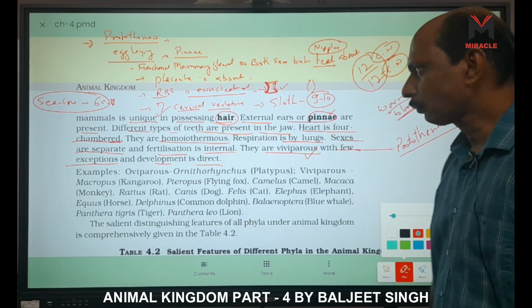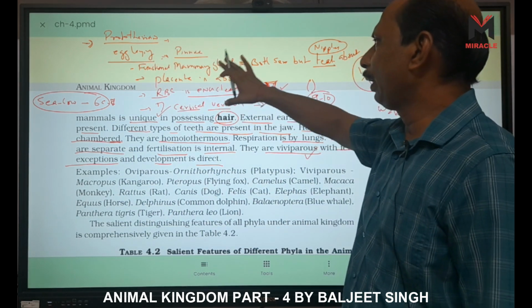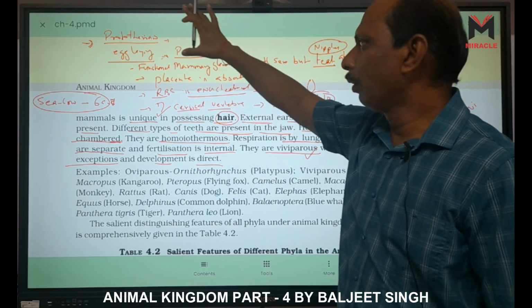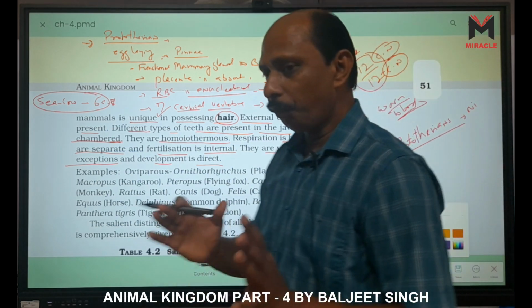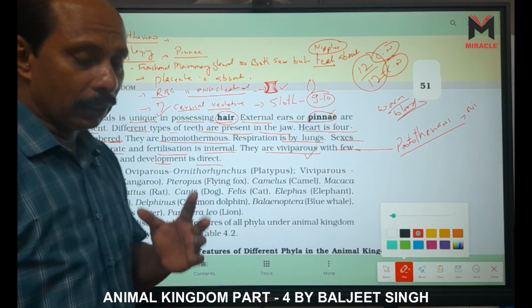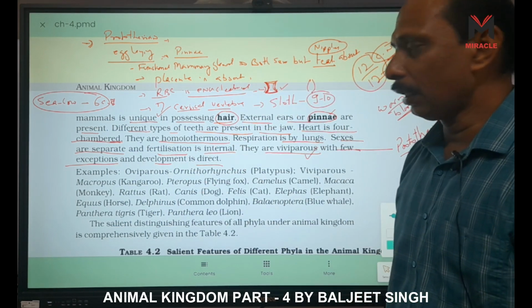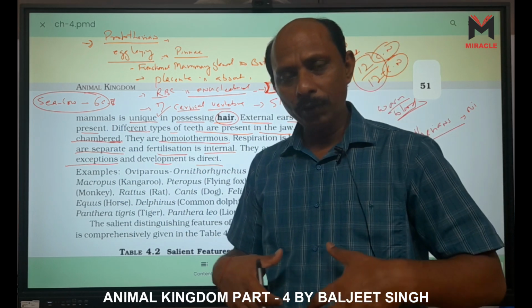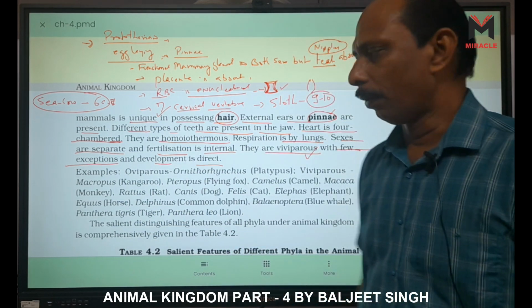So prototherian means they are egg-laying, pinna is absent, functional mammary gland but without nipples. Placenta is also absent in case of prototherians. False placenta is present in case of metatherians, but true placenta is present in case of eutherians, right? Another one is there, diaphragm is present. Diaphragm is absent in case of aves or any other classes. But in case of mammals, the coelomic cavity is divided, the abdominal cavity is separated from the thoracic cavity due to the presence of diaphragm, right?